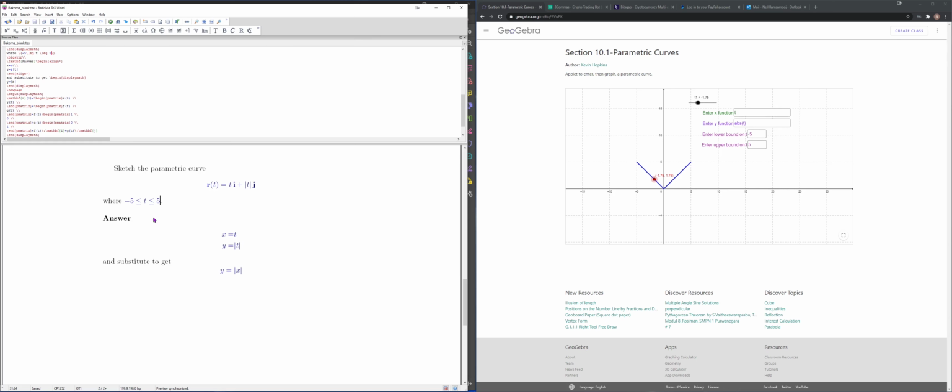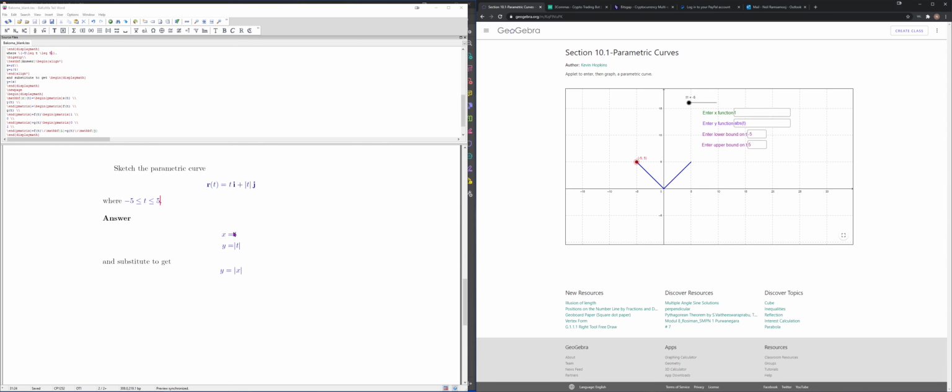The chop is, for example, t is equal to 5. When I plug t is equal to 5 into this, I'm going to get 5, 5, which is this endpoint. So t is equal to 5 gives me one endpoint, and t is equal to -5 will give me the next endpoint. That tells me how to chop it off.